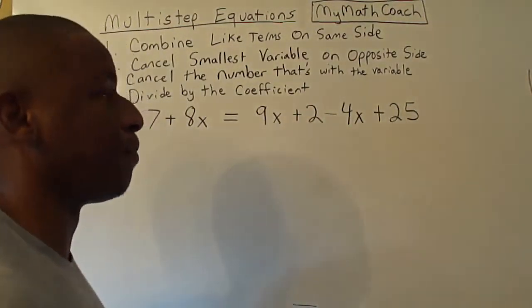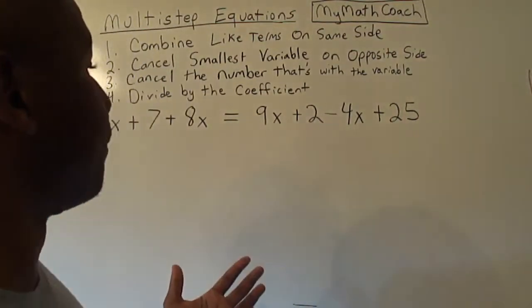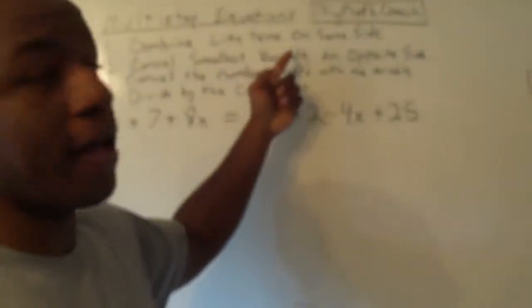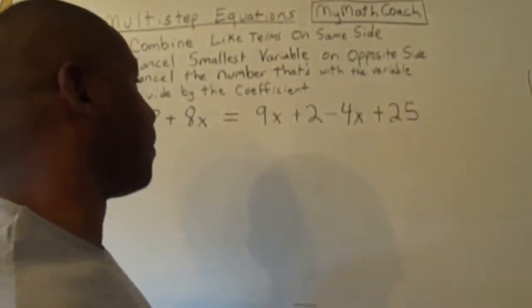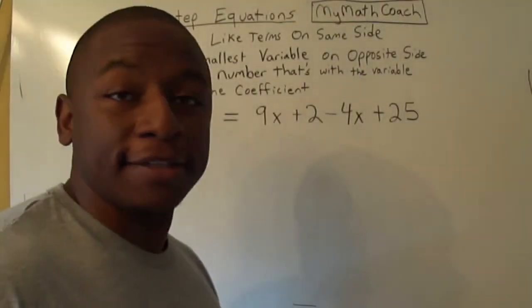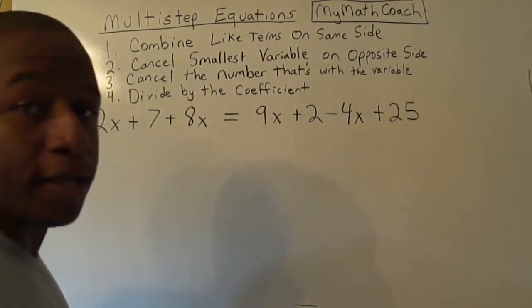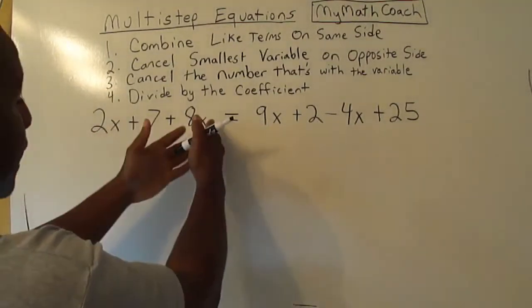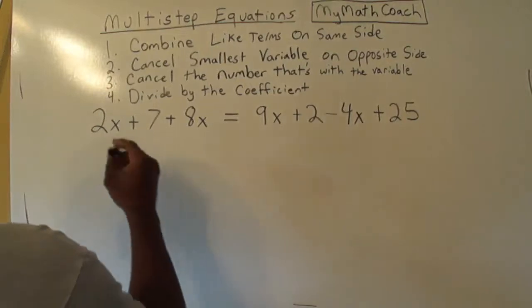plus 25. Now, this is a multi-step equation because the first step in solving this would be to, number one, combine the like terms that are on the same side of the equation. So the like terms would be anything that has the same variable. For example, 2x and 8x would be like terms. Now we will combine these together. 2x plus 8x gives you 10x, and that's what we would put here.